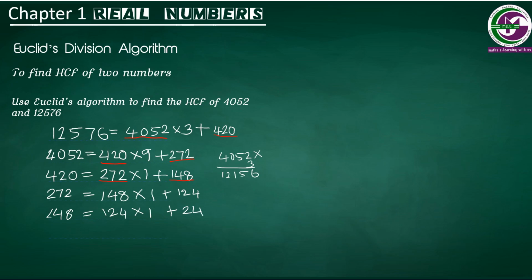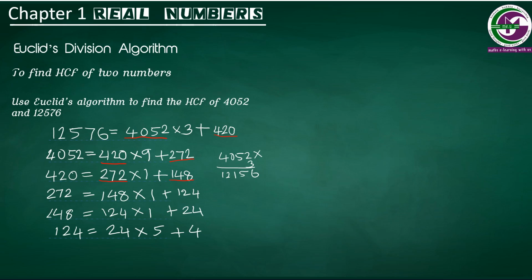Again we are checking, is the remainder 0? No, the remainder is not 0. So we'll continue with the same procedure. We'll take the previous divisor as the new dividend. So it is 124 equals, the previous remainder as the new divisor, 24 times, which number? 24 times 5 is 120, so you can write 5 here. It leaves a remainder 4.